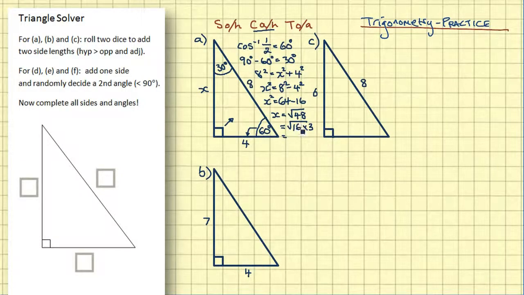x equals, so the square root of 16 is 4. And so that takes it outside of the square root sign, and I end up with 4 root 3. So that's a nice little simplification. So my missing side is 4 root 3. And that completes this one.